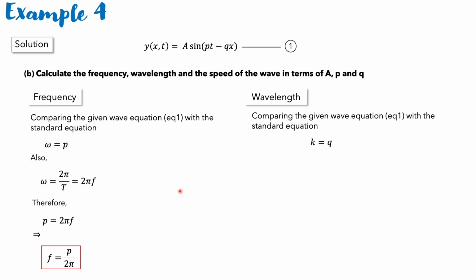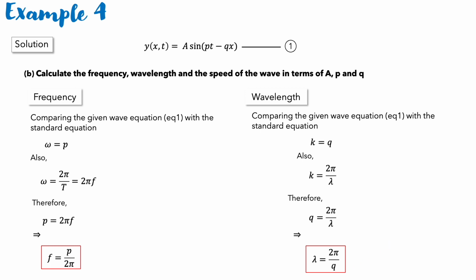of the example. Now we know that the term with the x inside the sine function represents the wave number, means wave number is equal to q here, and also we know that wave number is equal to 2 pi divided by the wavelength. From here we can rearrange terms and find out the value of lambda. So lambda is equal to 2 pi over q. Again we were asked to calculate and find the values in terms of a, p and q. So lambda is equal to 2 pi over q.